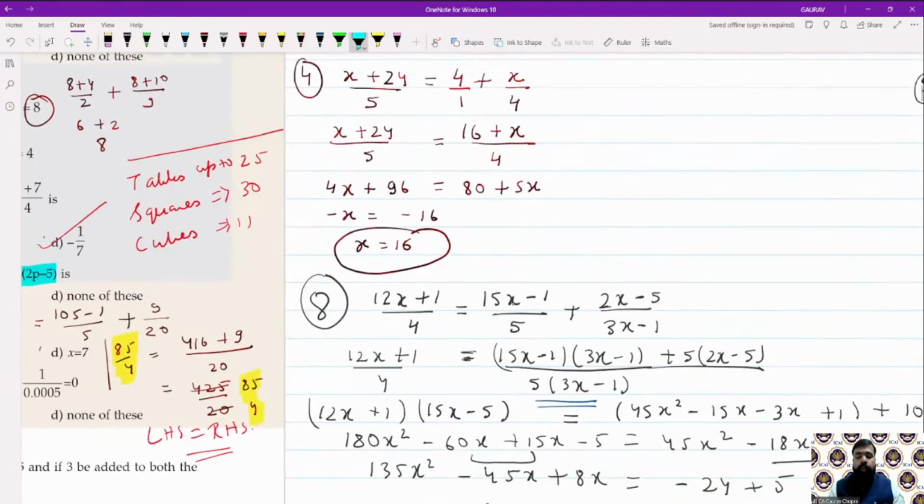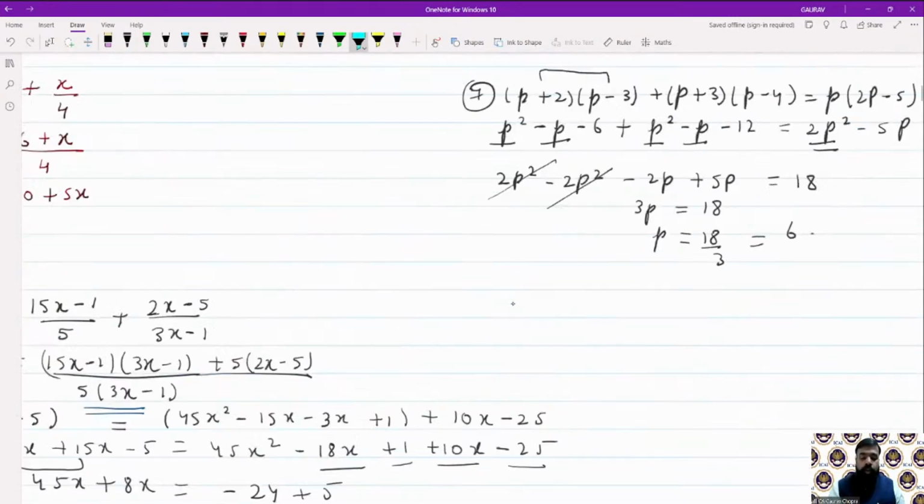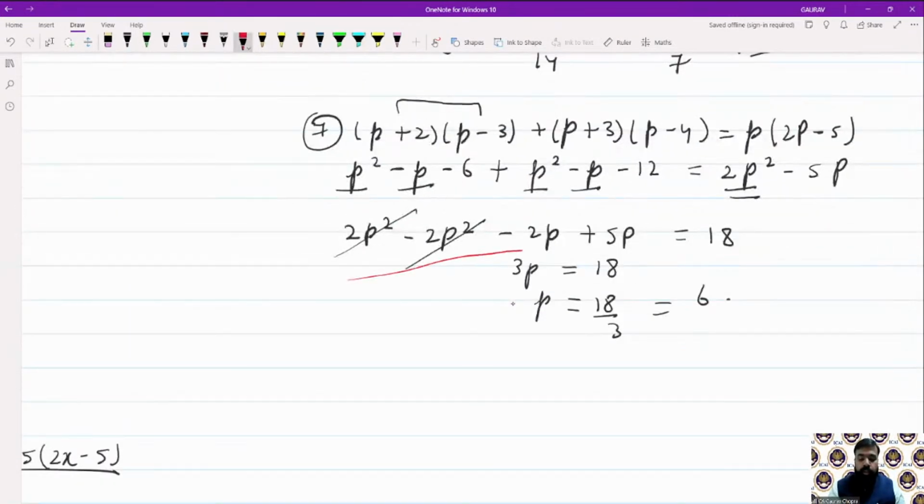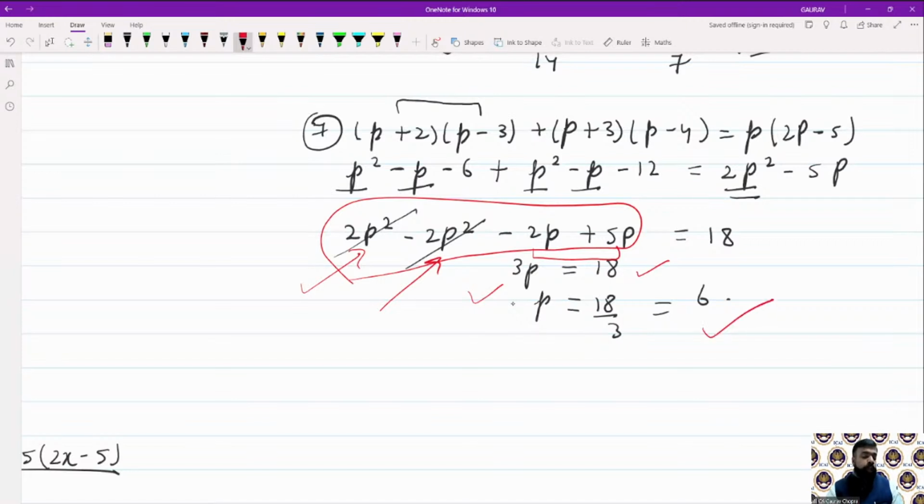So after doing multiplication, bring all the variables on the left hand side. Now these two are getting cancelled. So what will be left? Minus 2 plus 5 is plus 3p, and on the right hand side we are having 18. Therefore p is equal to 6. Okay.